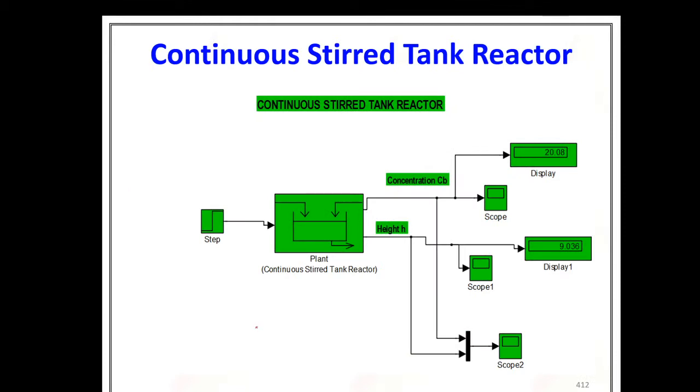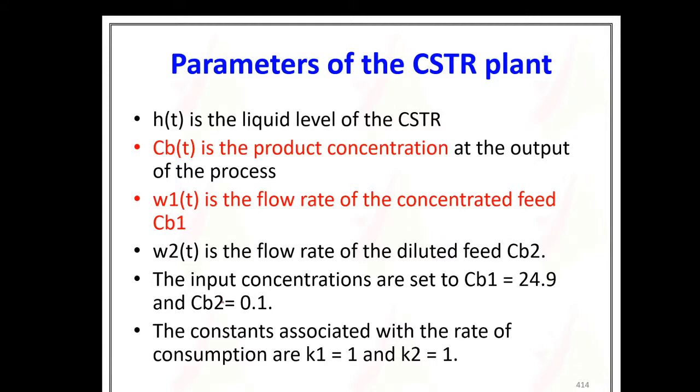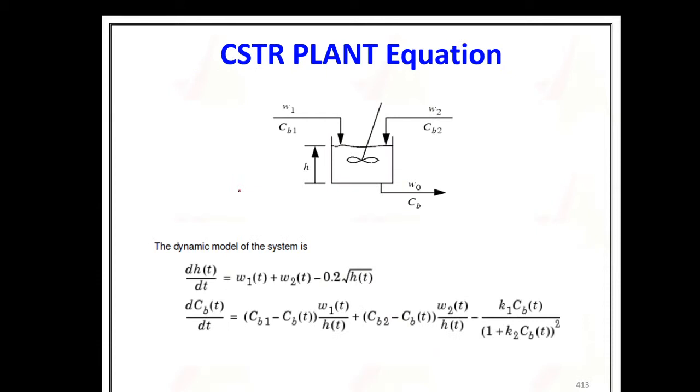CSTR reactors. Okay, so for the CSTR reactor you can see the parameters of the CSTR. The H of T is the liquid level of the CSTR. CB1 and CB2 are the concentrations of the two liquids, liquid 1 and liquid 2. W1 and W2 are the flow rates.